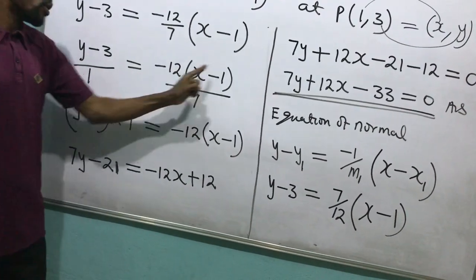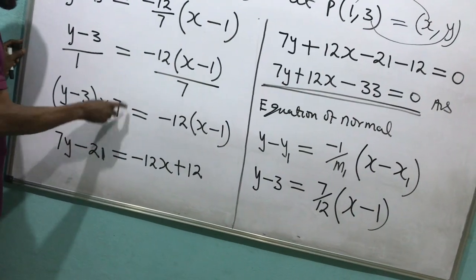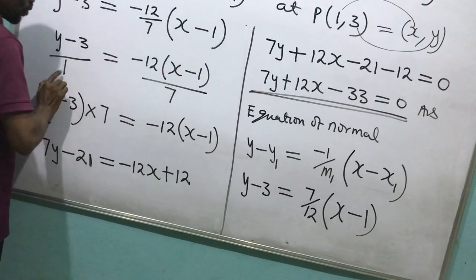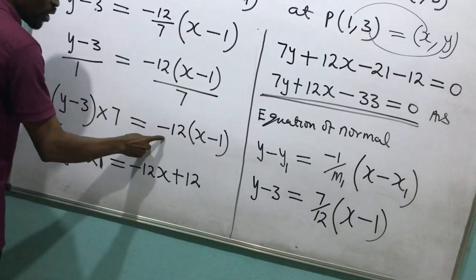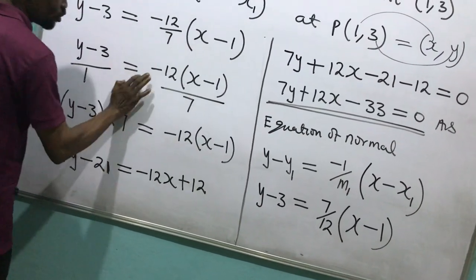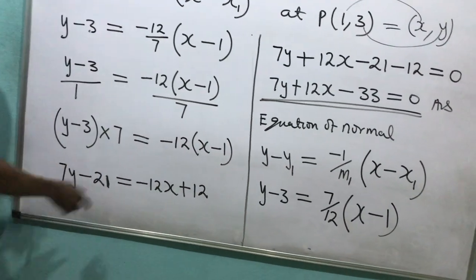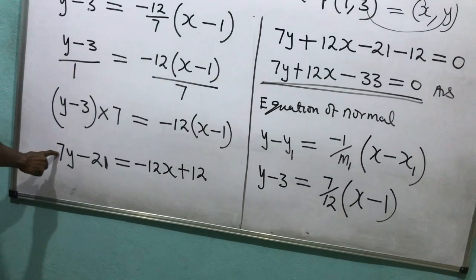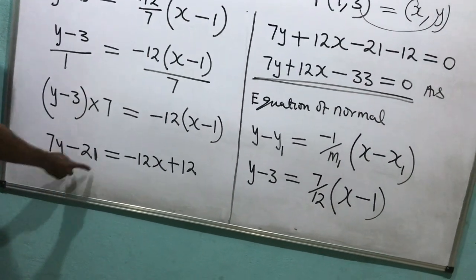Then you know that this one is multiplied by this. I have this minus 3 times 7 equals 1 times anything. 1 times all this is the same thing as all this. So I have minus 12 into x minus this, because 1 times all is the same thing as this. Then opening the bracket, 7 times y will give me 7y. 7 times 3 will give me 21. I have 7y minus 21.